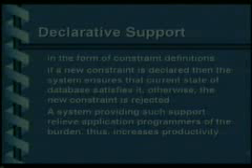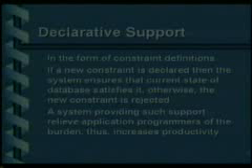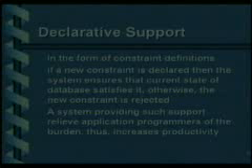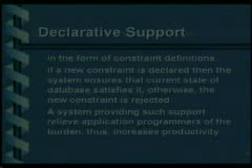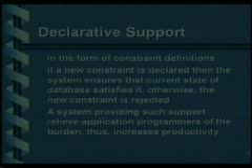Now let's look into the declarative support. Declarative support comes in the form of constraint definitions. If a new constraint is declared, then the system ensures that the current state of database satisfies it. Otherwise, the new constraint is rejected. So whatever is the present data, that is current state, it should satisfy the new constraint. A system providing such support relieves application programmer of burden, thus increases productivity.